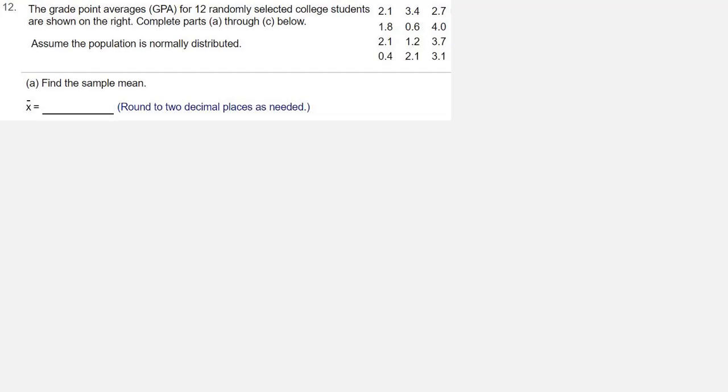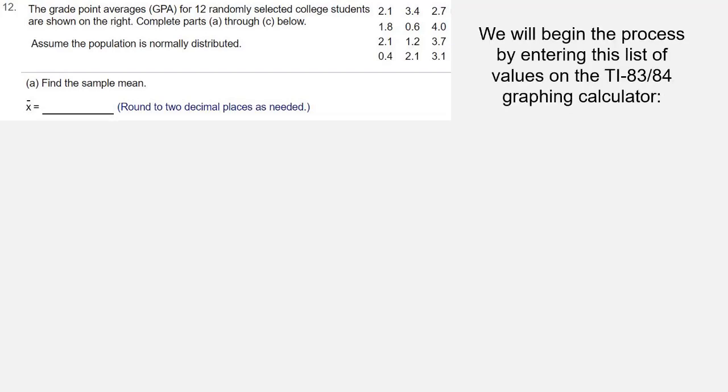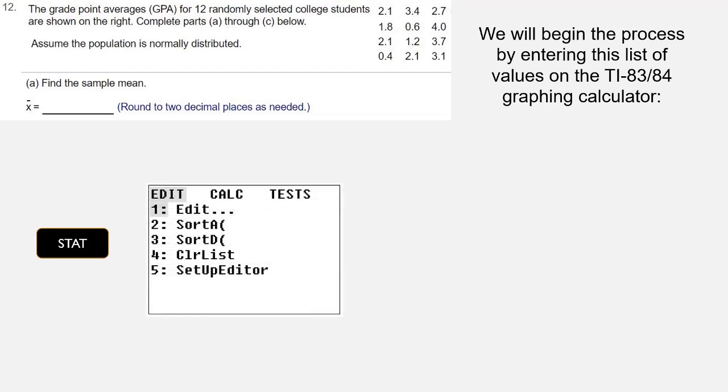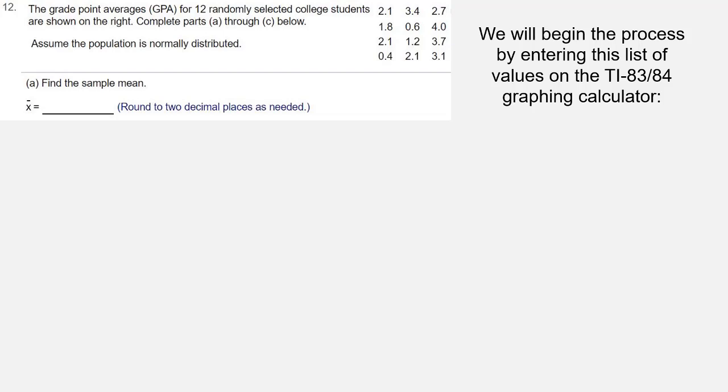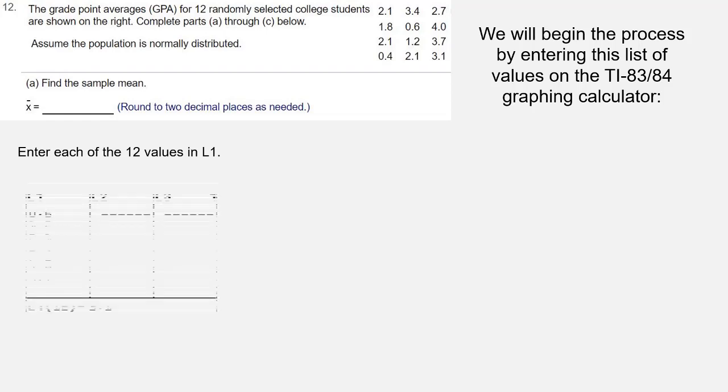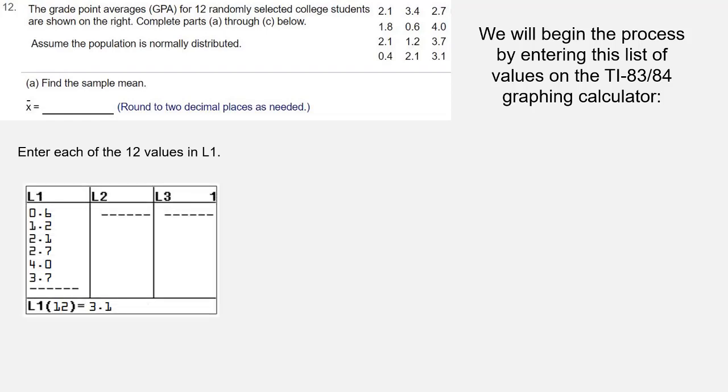On the TI-83/84 graphing calculator, we start by pressing the Stat button. That's going to take us to the statistics screen. You'll notice that the Edit tab at the top is highlighted, along with the first choice, Edit, on the screen. If you press Enter, that's going to take you to the List Edit menu. If you have values in the L1, L2, L3 lists, you need to remove them before you do anything else. After those lists are empty, we enter all 12 of these values in L1. When you're all finished, it should look a little something like this.